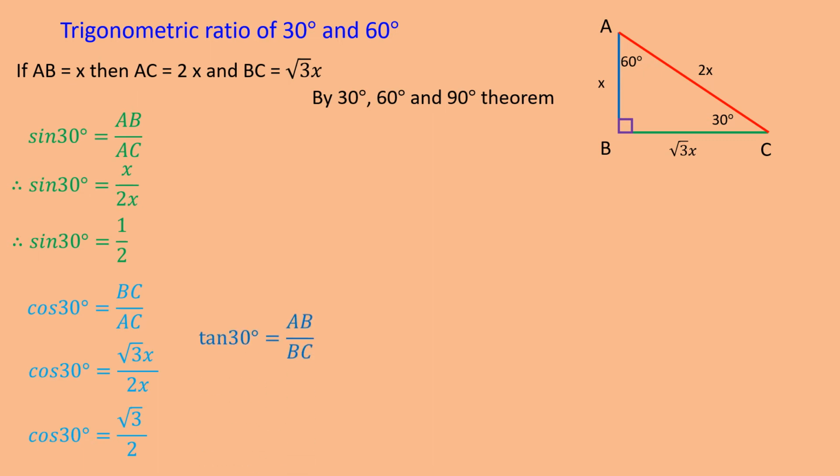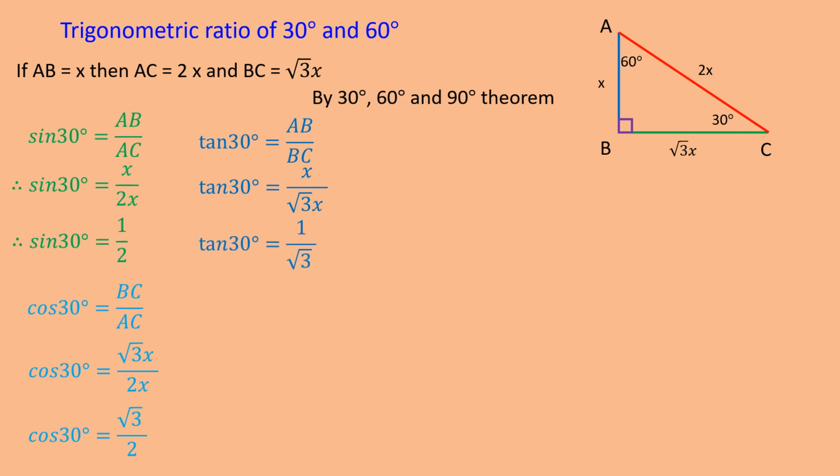Let us check something else. We have tan 30. Tan 30 is opposite upon adjacent. So AB upon BC. When we substitute the value, x upon root 3x. So tan 30 equals to 1 upon root 3. This is all about 30 degree.